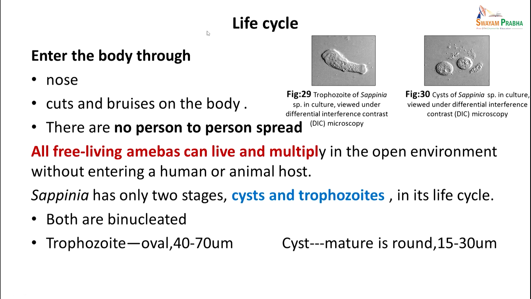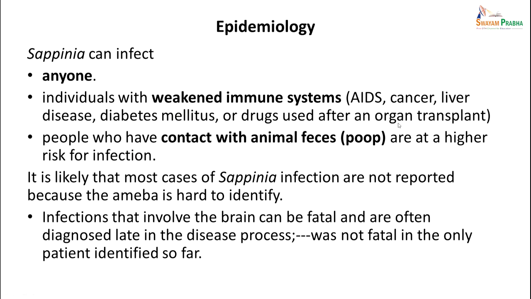The organism has two forms, a trophozoite form and a cyst form. They enter the body through the nose, or cuts and bruises on the body, but usually there is no person-to-person spread. All free living amoebae can live and multiply in the open environment without entering a host or animal host. Both stages are binucleated. The trophozoite is oval, 40 to 70 micron, while the mature cyst is round, 15 to 30 micron in diameter.